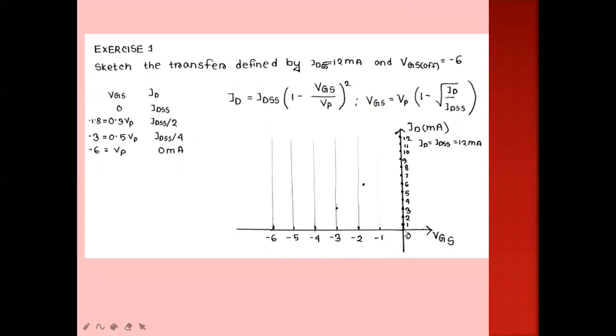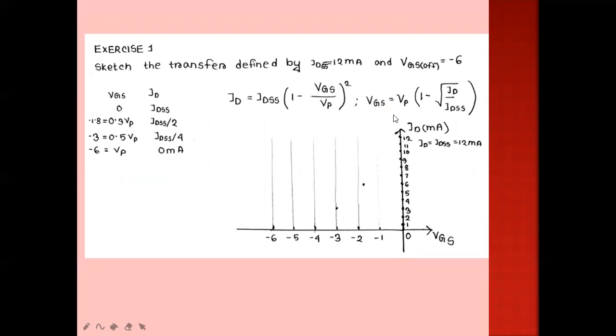So you have to put points from 0 to 12. And the minimum value of VGS is minus 6 volt, so give points from 0 to minus 6 volt on the x-axis. For different values of VGS, just find out the value of ID. So we can input the values of VGS and find the value of ID. That is, for VGS equals minus 1 volt, the value of ID will be about 8.33 milliampere.